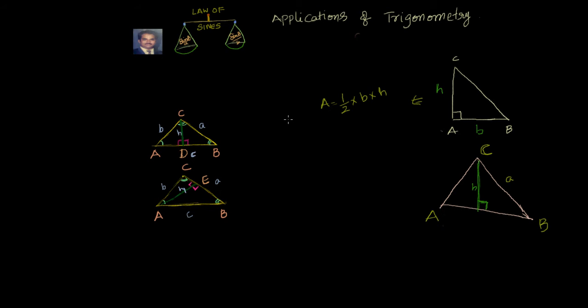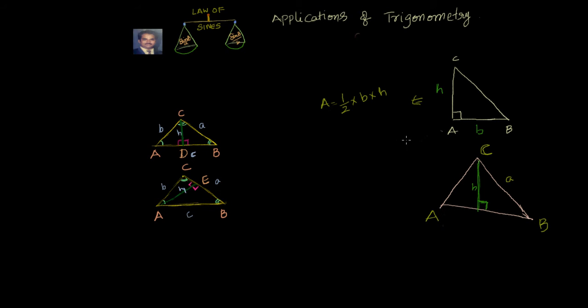So now, applying trigonometry to triangles, let's see if we can leverage trigonometry to find simpler ways to find out something like the area of a triangle. If you have a right angle triangle with base b and height h, we know that the area of the triangle equals half base into height.